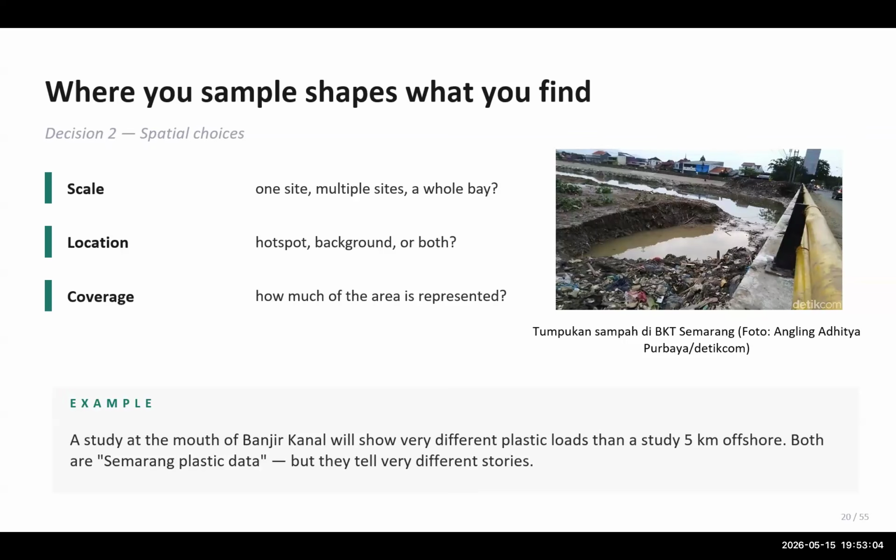And another thing to consider is coverage. How much of the area is represented by your samples? Are you going to measure all the area or maybe just a small portion? Think about Semarang, for example. A study at the mouth of the Banjir Canal will show you very different plastic loads or concentrations than a study if we go 5 kilometers offshore inside of the ocean. The concentration of plastic will be completely different. But both are in Semarang, both are talking about Semarang plastic pollution, but they will tell very different stories. So the second thing that we need to consider is where we measure.